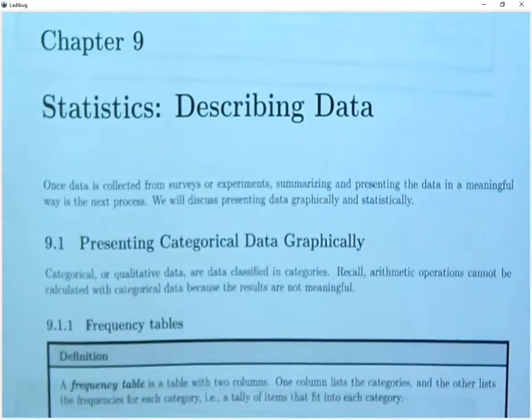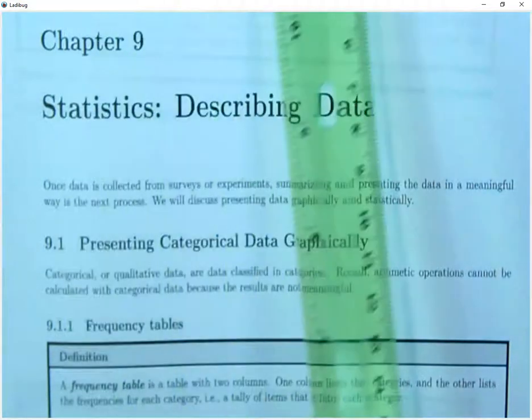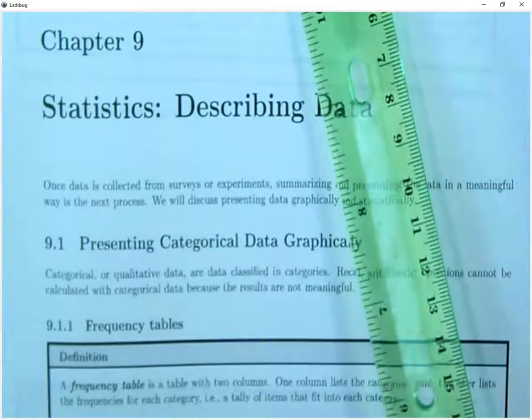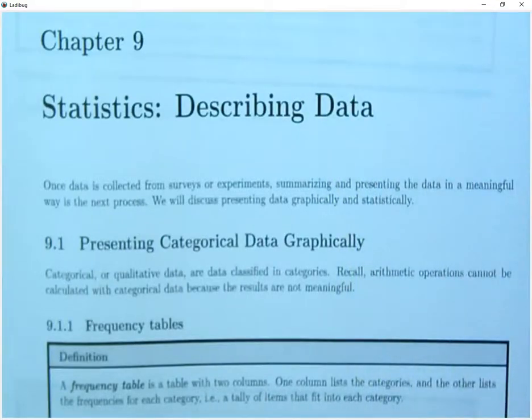Hi everyone, we're on chapter 9 now for statistics describing data. It's page 97 of your workbook. You'll want to have a ruler or straight edge, just anything with a straight edge handy, and a calculator.